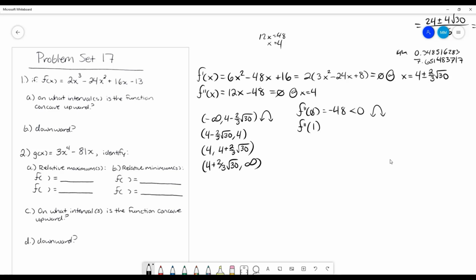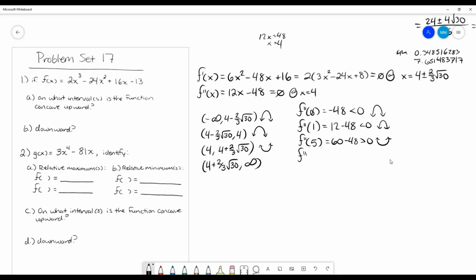I'm going to plug in a 1, because that should be on this interval, and that's going to be 12 minus 48, which is still less than 0. Okay, so still concave down. And then let's plug in a 5 up here. 5 times 12 is 60. That's greater than 0. So it's concave upwards.